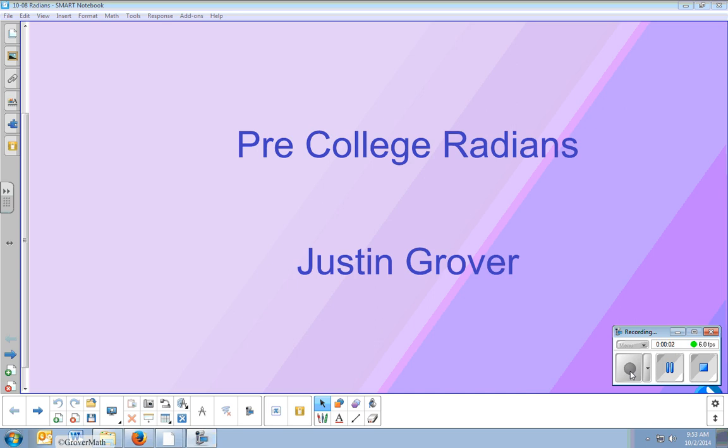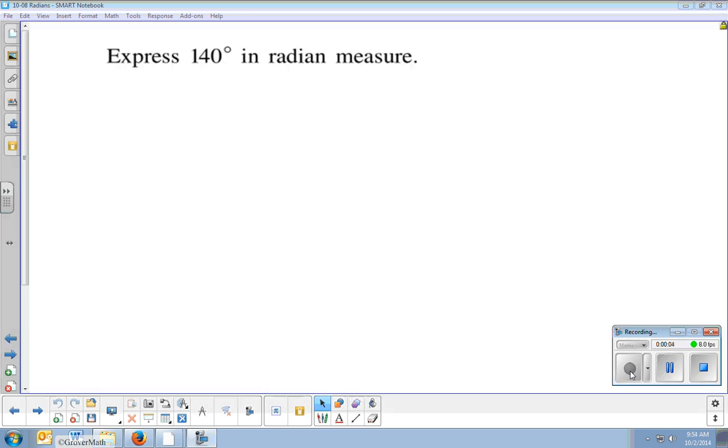Pre-college, radians. Express 140 degrees in radian measure. So you need to remember how to convert back and forth from degrees to radians.